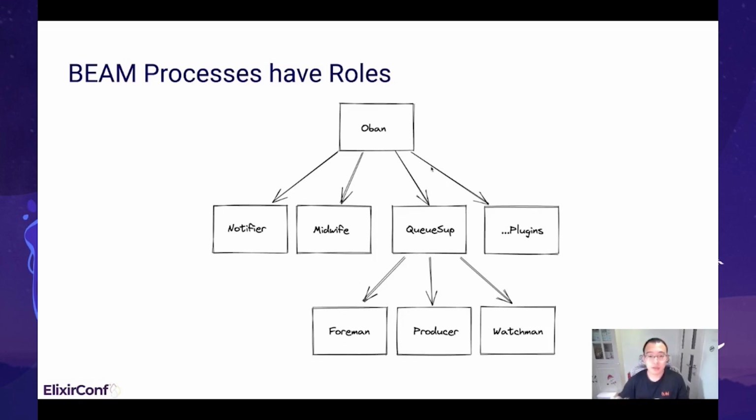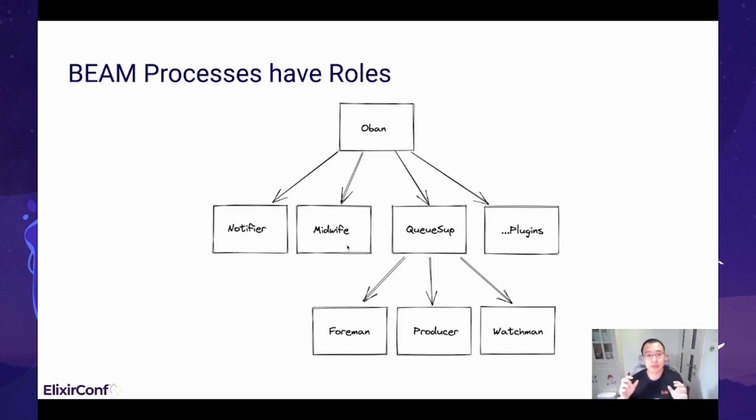And to accomplish this job, to achieve this goal, Oban has this supervision tree here. Whenever we start an Oban supervision tree, it starts a notifier process, a midwife, and for each queue, it starts a queue supervisor. It also starts a bunch of processes for every plugin we use. And under each queue supervisor, it starts a foreman, a producer, and a watchman.